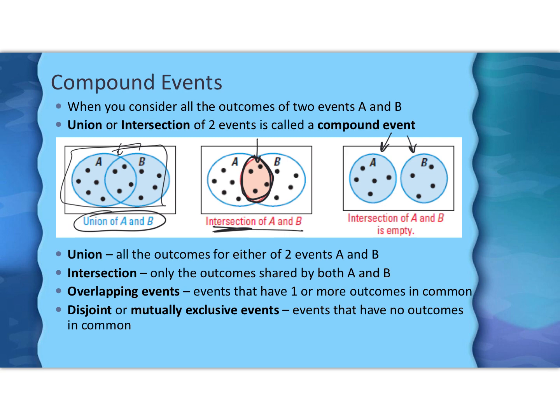So again, understand that union is all outcomes of either of the two events. Intersection is only the outcomes that are shared. Overlapping events are events that occur in common to both events. And then disjoint, also known as mutually exclusive, are events that have no outcomes in common.